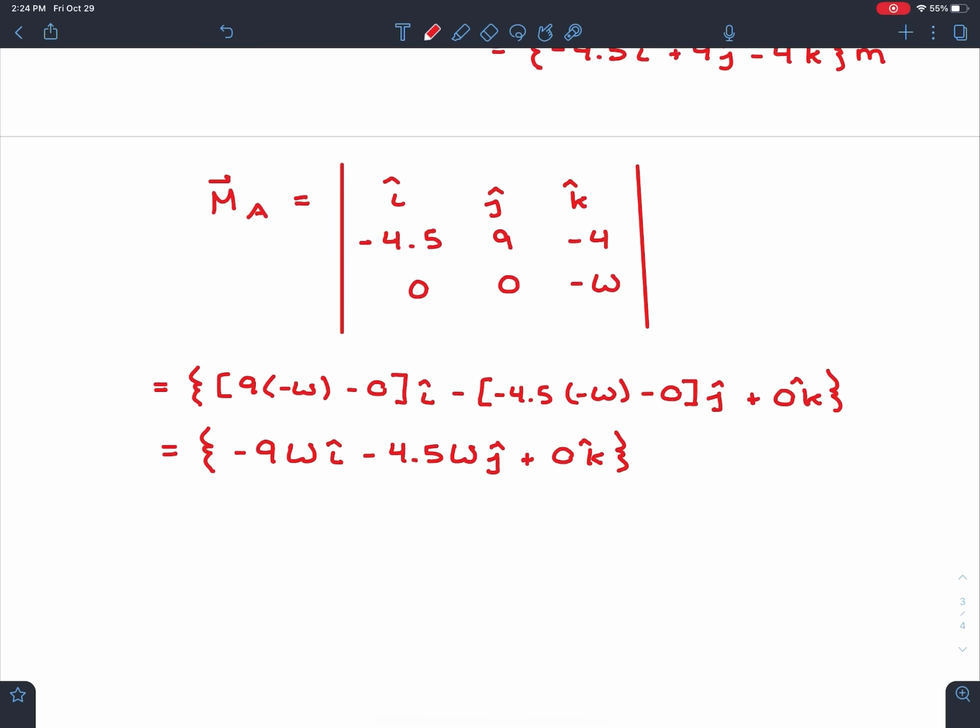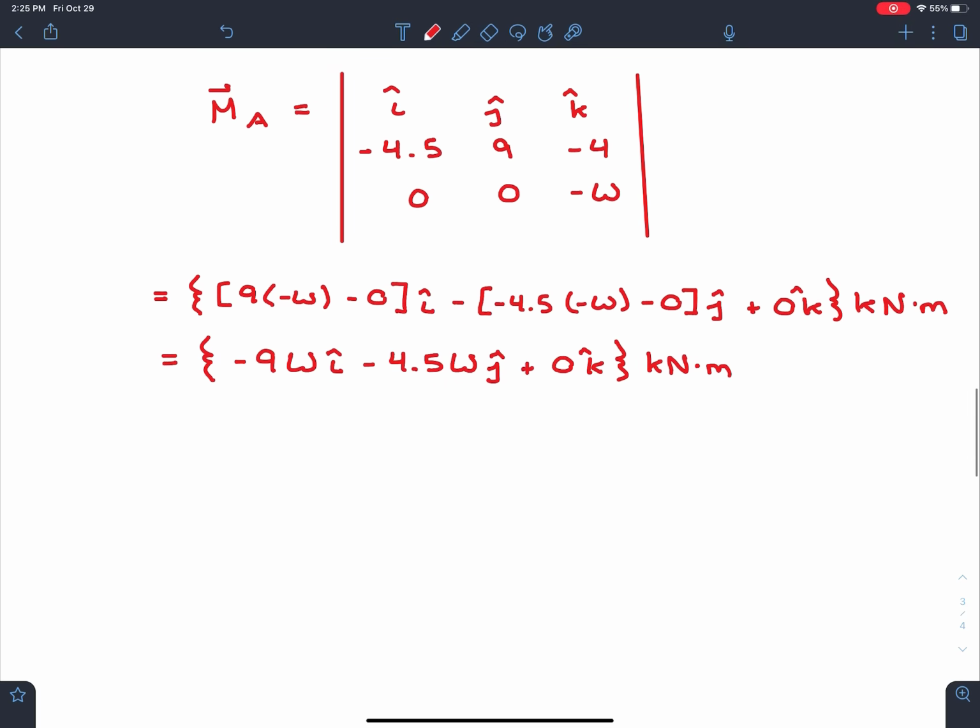Now, of course, it's moments. It's going to have units of kilonewtons times meter. And that's what we do. So remember, we didn't know what W is, and that's what usually scares off a lot of students. What did I do? I just left W as a variable, and I carried on through like I knew what it was. So again, this is our moment about A. So I'm just going to write that down because that's important.